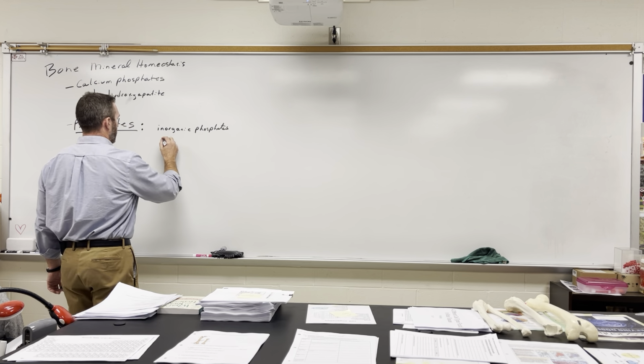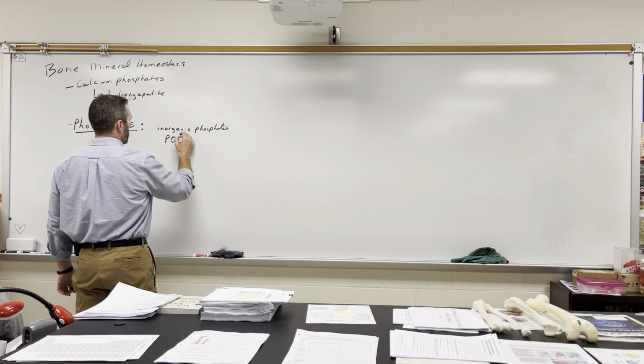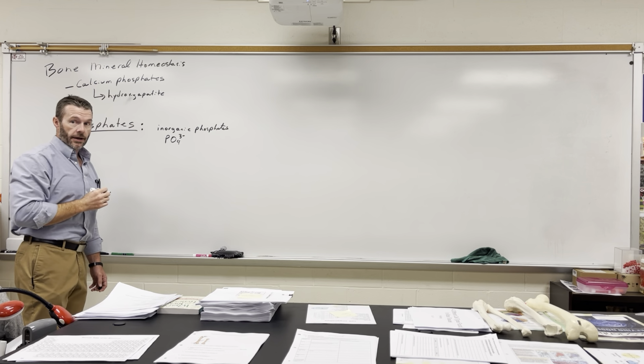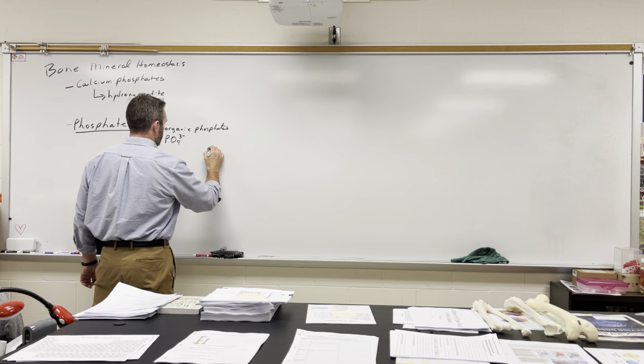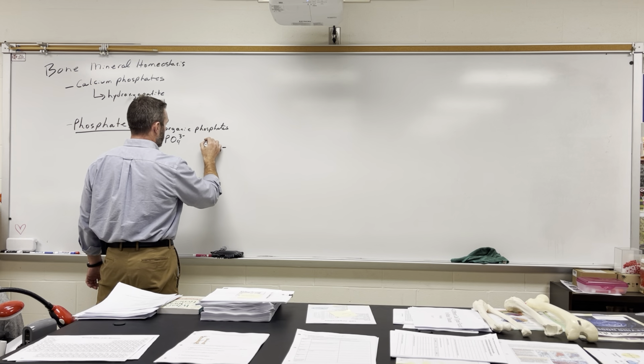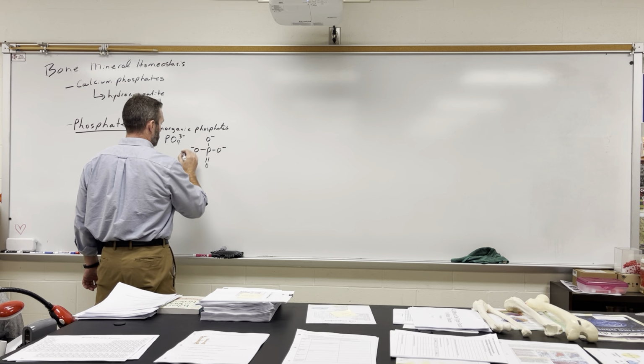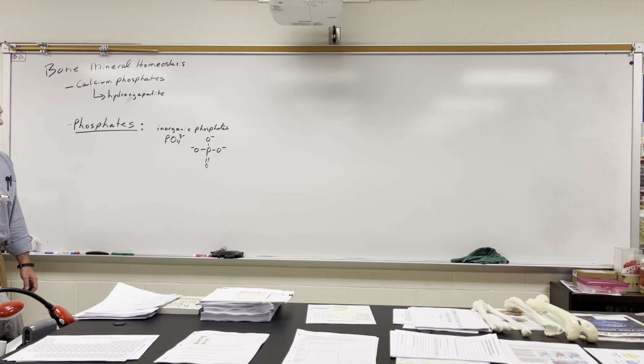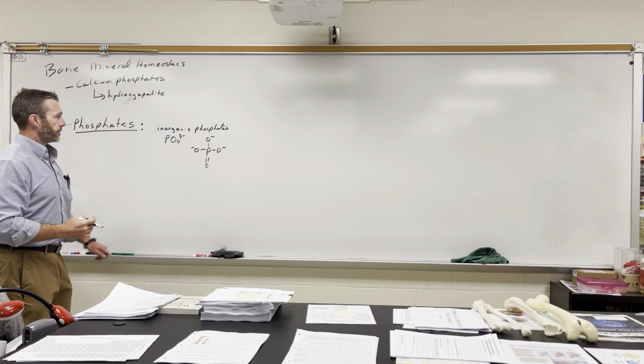An inorganic phosphate is a PO4 -3, correct? And if you remember that polyatomic ion, or maybe even if you don't, it looks like this structurally. You have a phosphate that is surrounded by 4 oxygens. One oxygen has a double bond, and then 3 other oxygens have a negative charge. We're not going to get into the detail of how all of this happens, but this is your inorganic phosphate.